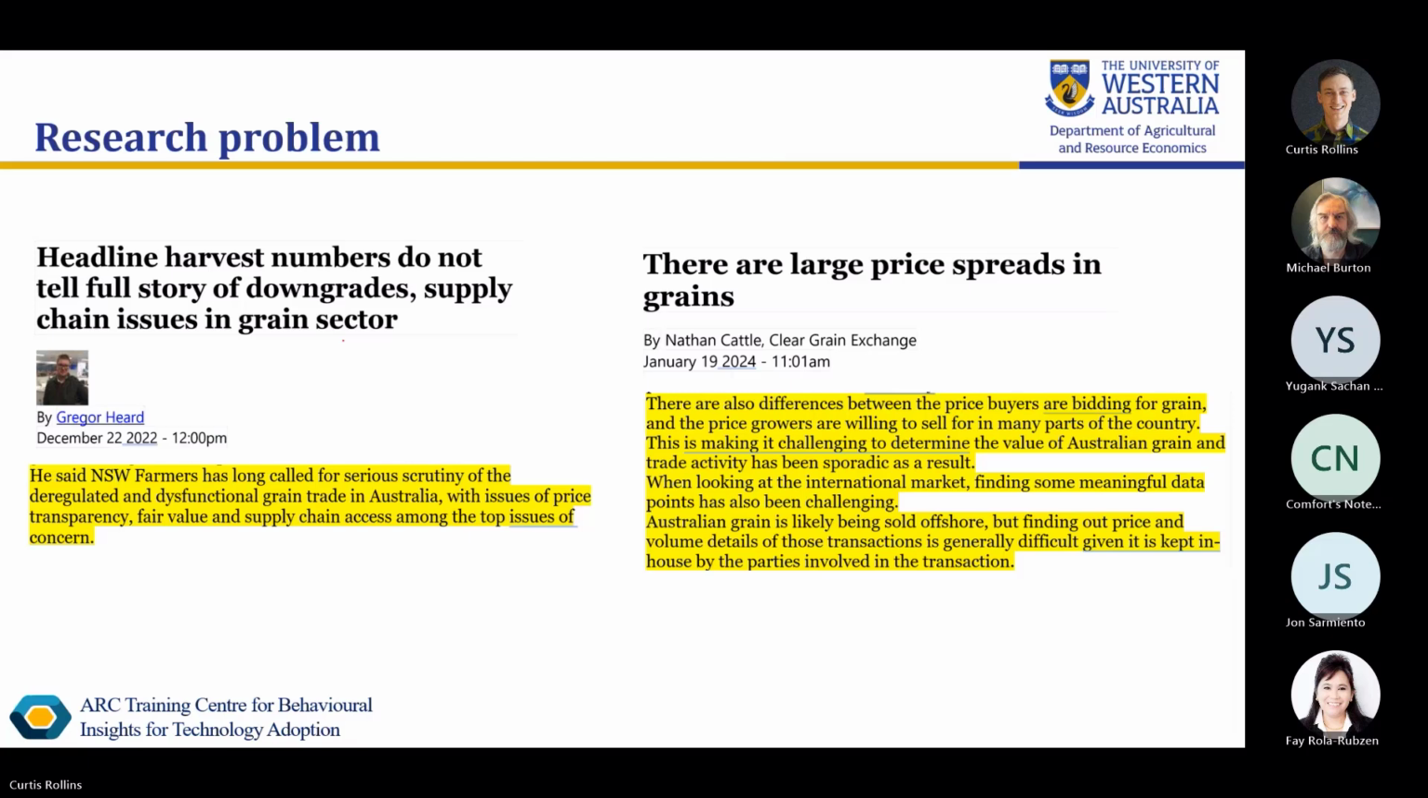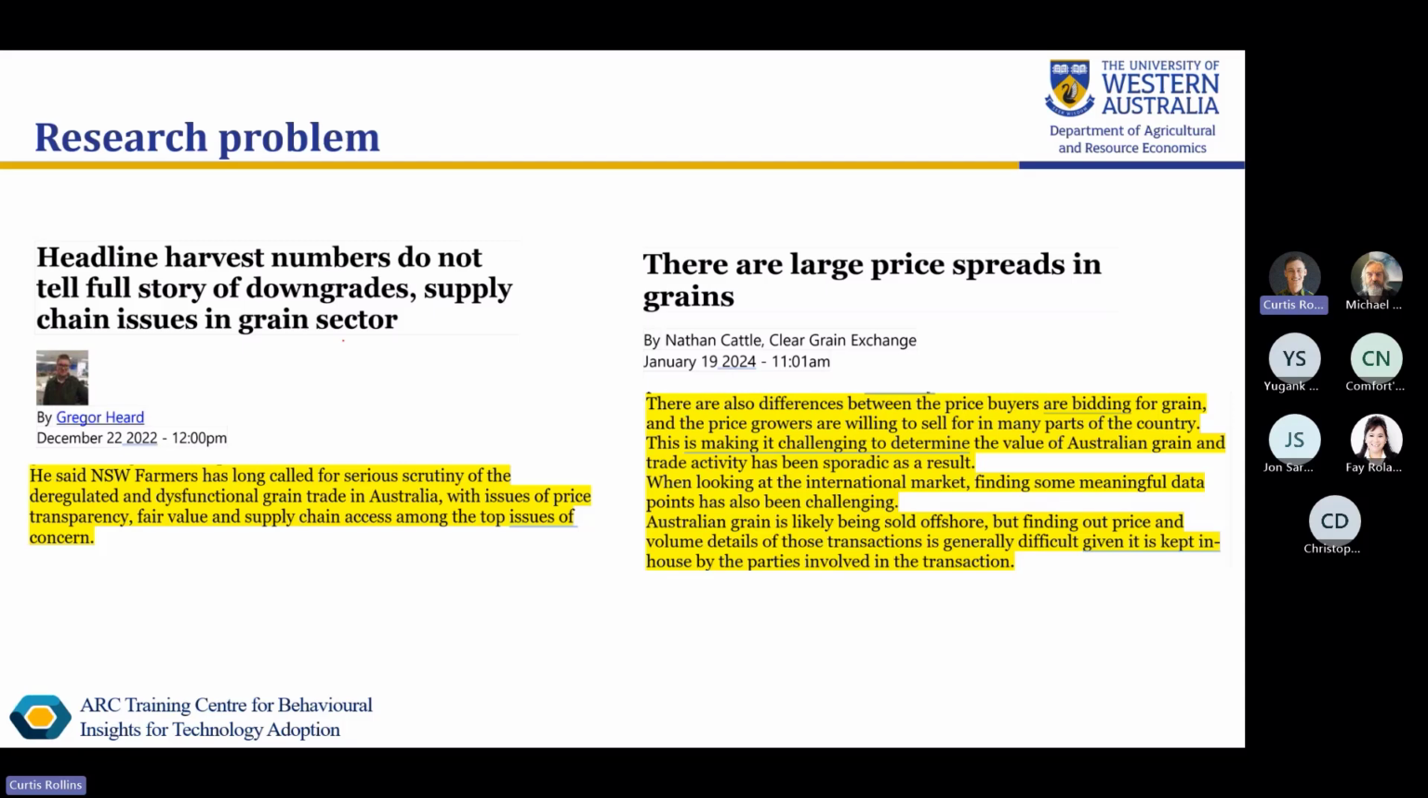However, there are still concerns from farming communities, market operators and market participants about the transparency of grain prices and wheat prices in Australia. For example, there are reports about the NSW Farmers president raising concerns about the transparency of grain pricing, and one of the online trading platform operators, Nathan Cattle, also raised concerns about the transparency of prices in Australia.